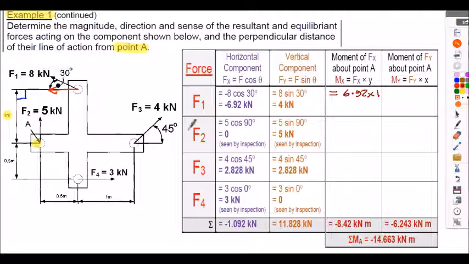Now what I need to do is account for the sense of the moment, whether it's clockwise or anti-clockwise. And just because the force is a negative force doesn't necessarily mean the moment is negative. We need to determine that for ourselves. So what we need to decide now is whether the moment is clockwise or anti-clockwise. So considering this force of 6.92 kilonewtons multiplied by this distance of 1 meter, the moment about point A would be in this direction here. So it would be an anti-clockwise moment. So we need to add a negative to our calculation. It's actually negative 6.92 multiplied by 1.